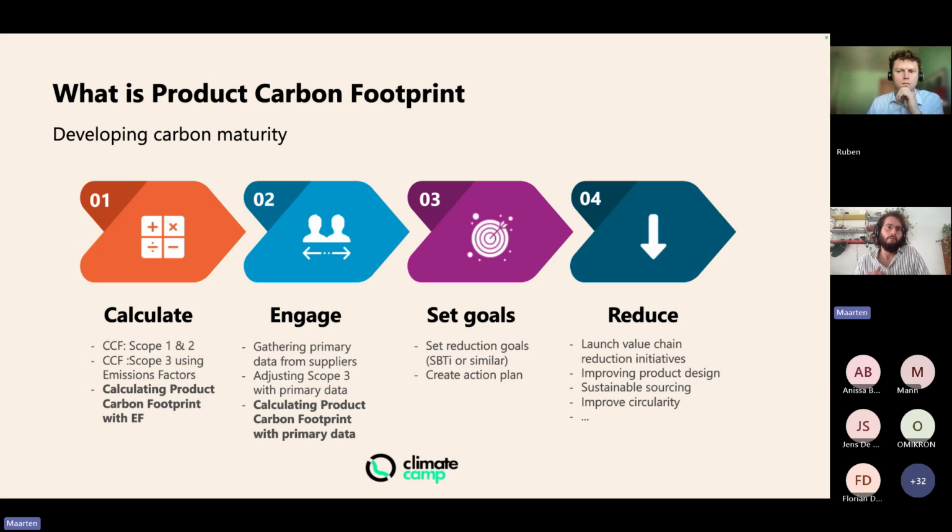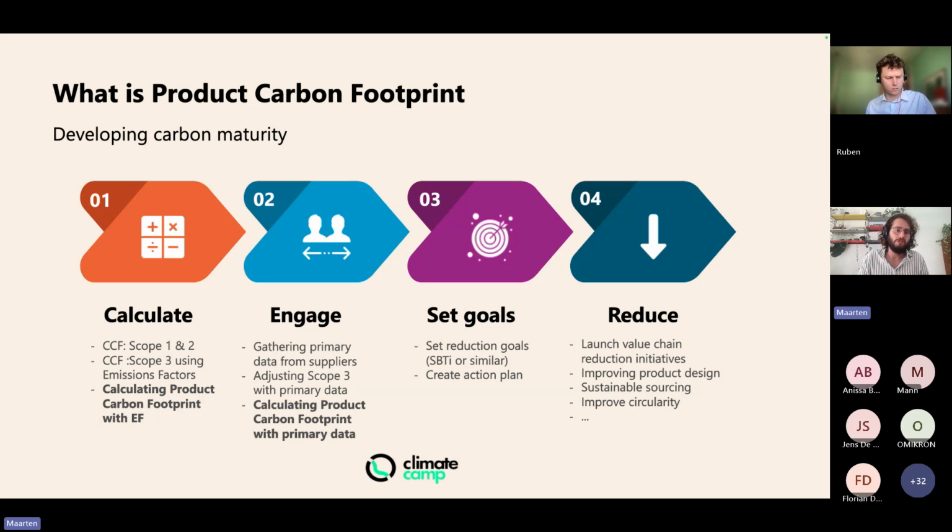emission factors. But what we generally advise is that you start engaging your suppliers, that you start gathering primary data from your suppliers, so you can use that to adjust your scope 3 with primary data to improve its accuracy and to calculate product carbon footprint with primary data. Why is this important? I recently saw an example: if you source aluminium from Iceland or you source it from Africa, it can change up to 6 or 7 times the amount of emissions you are buying, depending on which supplier or which country you are getting it from.